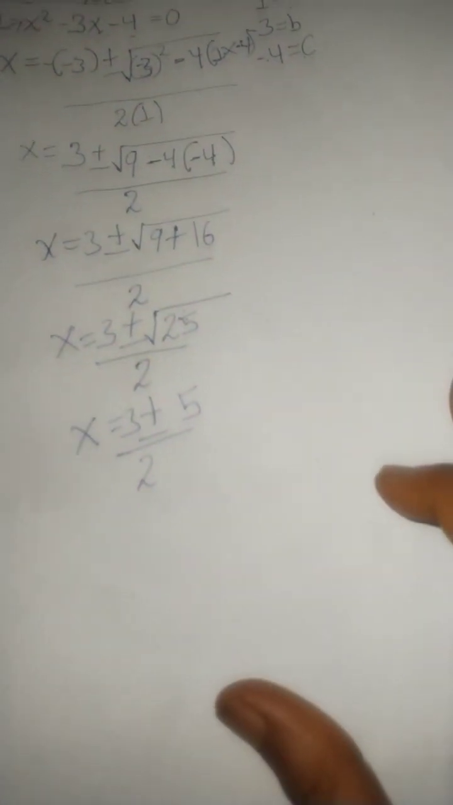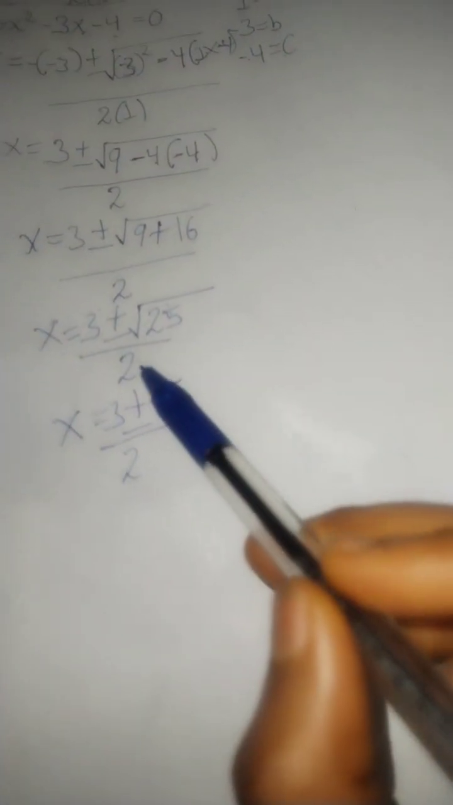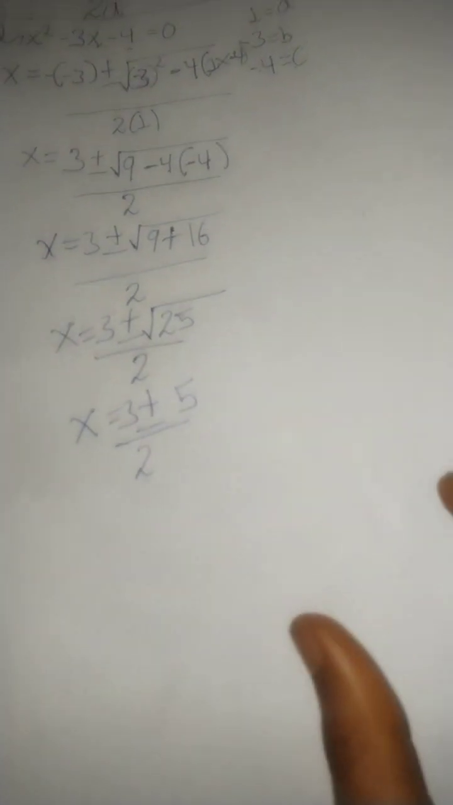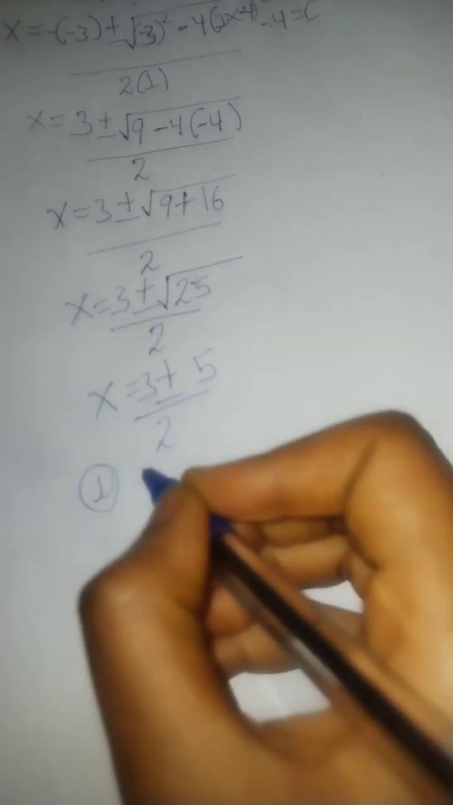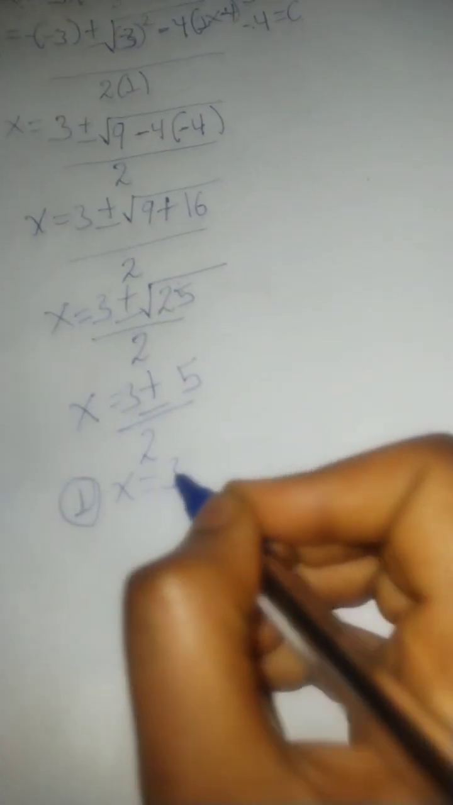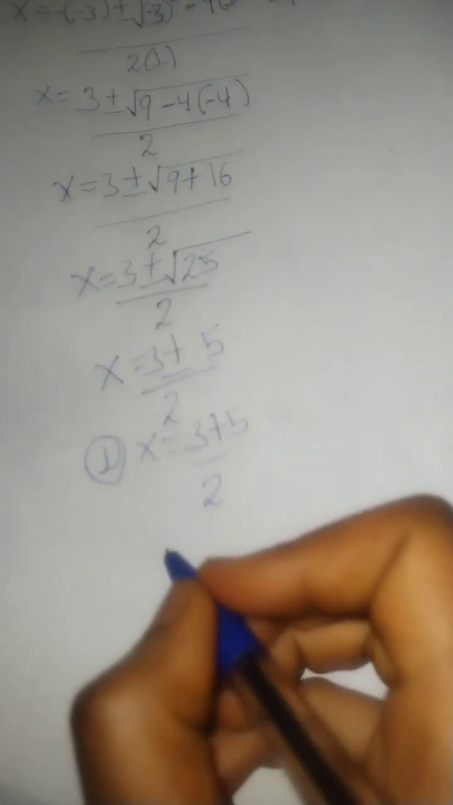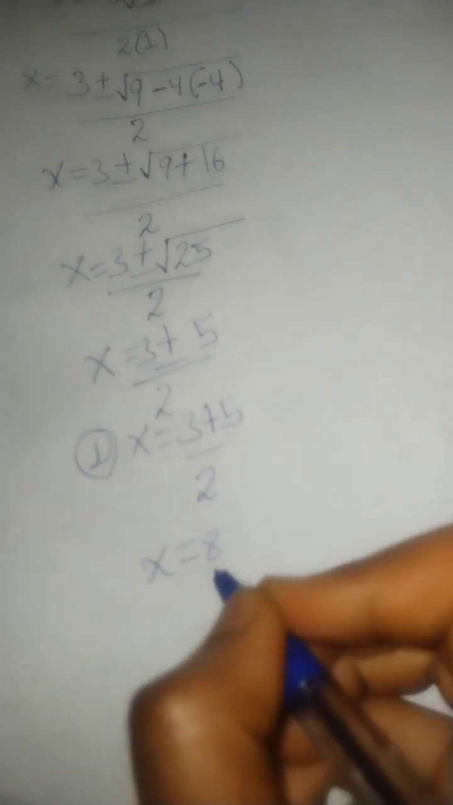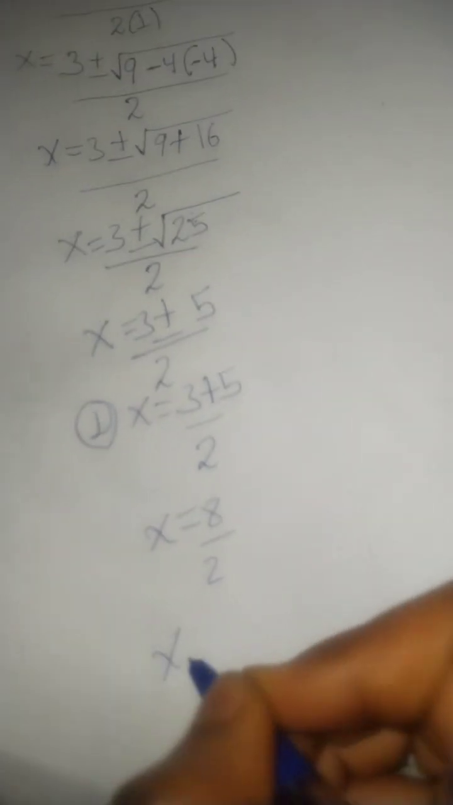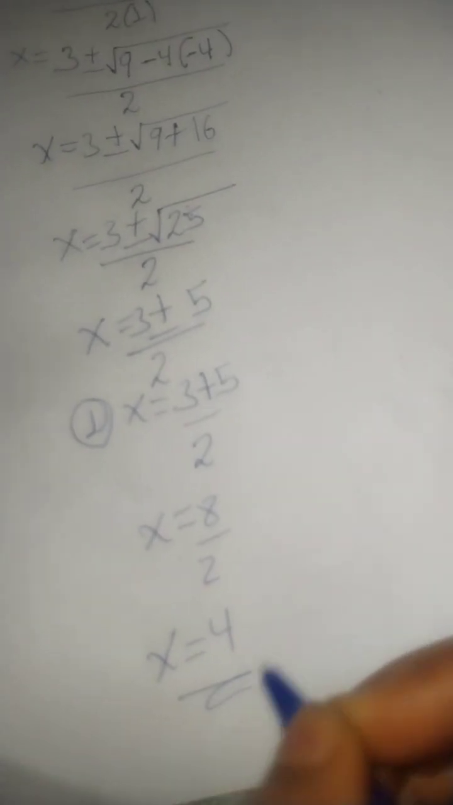So now all I have to do is solve for x using a positive and a negative. I can use two strategies for that. Method 1 would be x equals, let's use the positive, 3 plus 5 over 2. So x equals 8 over 2. So x equals 4. This is solution set 1.